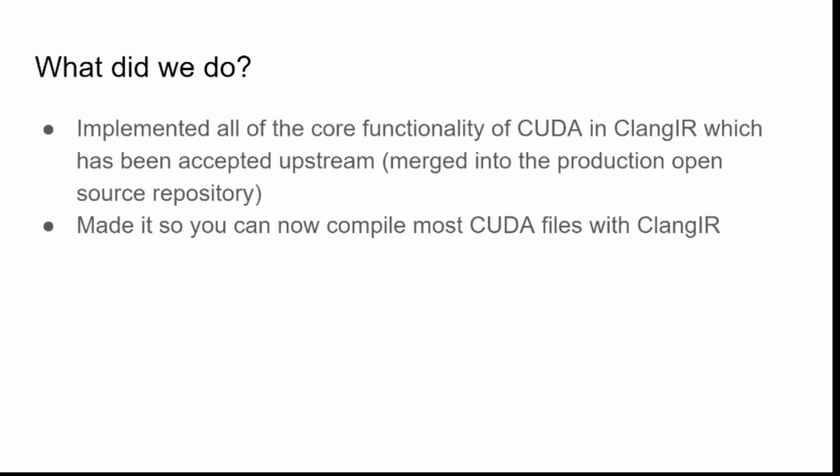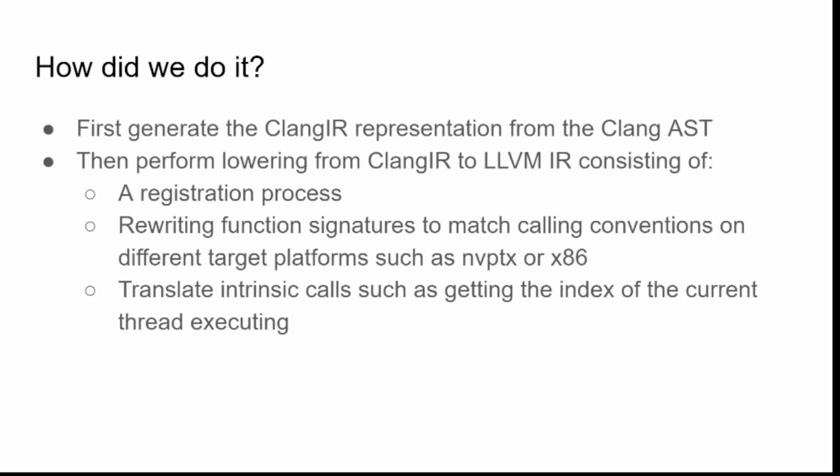We have succeeded in this regard, and have implemented all of the core functionality, which has been subsequently accepted upstream, having been reviewed by senior engineers at Meta, and is now used in production. Our implementation enables you to compile most CUDA programs using ClangIR. To do this, we first took the Clang AST and generated the ClangIR representation. Then we performed lowering, which is the process of transforming our ClangIR into LLVM-IR.